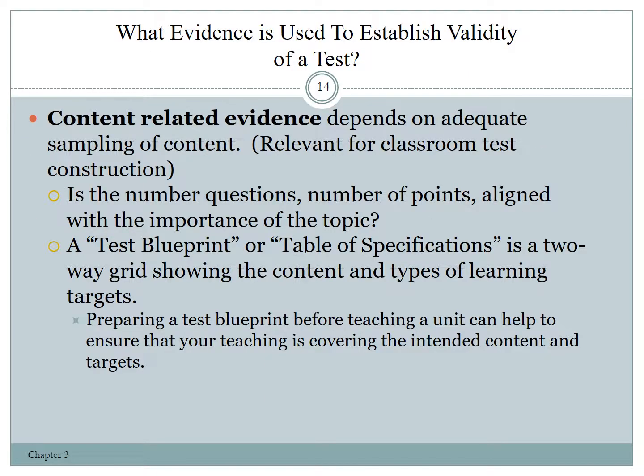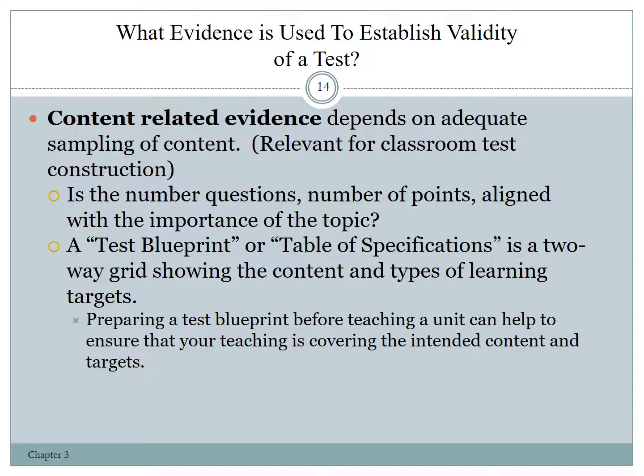So what evidence is used to establish validity of a test? Well, you might have some content related evidence. And so this means, have the number of questions, the number of points aligned with the importance of the topic. So, for example, getting back to my example of main character, suppose you had taught a second thing and you had taught setting, but you spent 90% of your time on main character and 10% of your time on setting. But suppose the test had 90% of the questions on setting and only 10% on main character. Then that wouldn't be a very fair representation on the number of questions for each learning target.